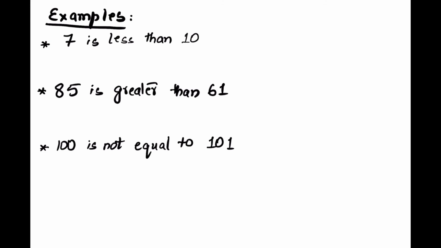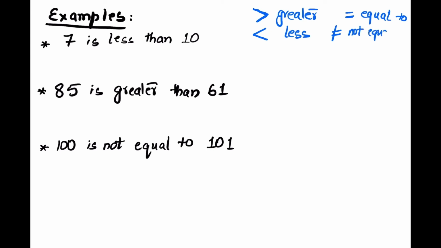Now let's look at a few examples to translate all these English statements into mathematical forms. So the first thing that we can do is write the mathematical symbols here. When the mouth of the creature is closed, then it is a greater than symbol. When the mouth is open, then it's a less than symbol. When we have two lines, then it's equal to. Then when we have two lines with a line on top, then it is not equal to.